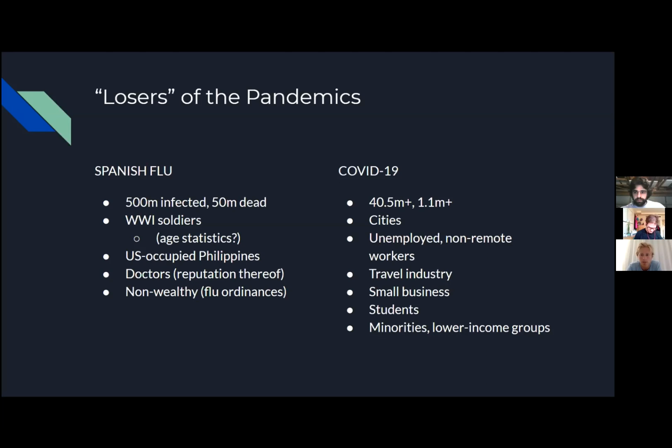A couple other places were hit hard. The Philippines were occupied by the U.S. at the time, and guidelines weren't enforced, or there weren't restrictions put in place, and the Philippines was hit hard. Doctors' reputation was hurt, and non-wealthy people in general. There were fines that had to be paid if you weren't abiding by the flu ordinances. With COVID, we've seen cities hit really hard. Workers that can't transition to any form of remote working. Obviously, the travel industry and small business. I would argue that students are hit quite hard. And then, demographically, minorities and lower income groups have definitely been affected by the virus the most.